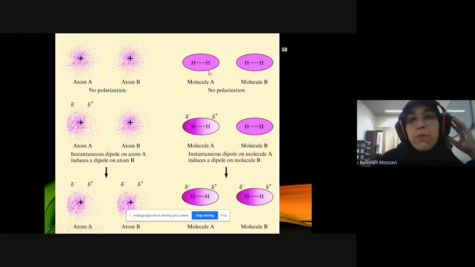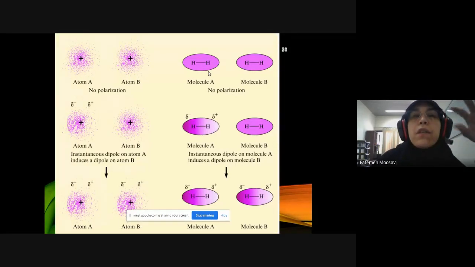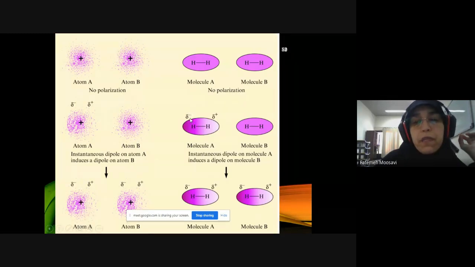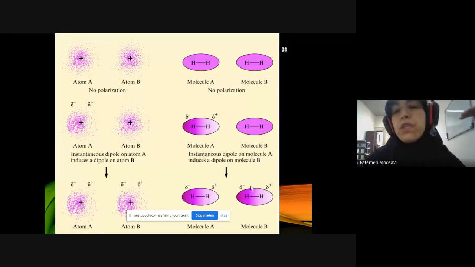For instance, consider the hydrogen molecule. We know that the electron distribution in the hydrogen molecule is such that the molecule is non-polar. However, since the electrons move around the molecule, at an instant we have a charge distribution so that some place has high charge density and another place is empty of electrons. So we have a temporary dipole. This temporary dipole induces a dipole on the other molecule near the first one, and these instantaneous dipoles interact with each other.